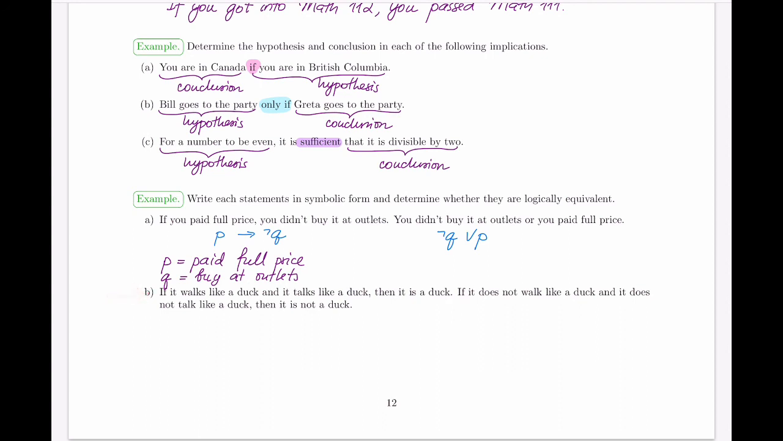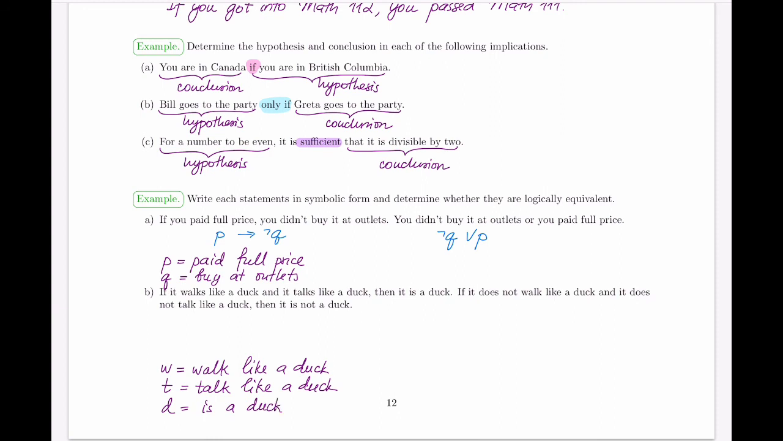Let's take a look at part B here. If it walks like a duck and it talks like a duck, then it is a duck. If it does not walk like a duck and it does not talk like a duck, then it is not a duck. So what are the sub-propositions here? I'm going to have walking like a duck, and you know what? Let me actually label them somehow corresponding to the actual words. So W will correspond to walk like a duck. Then T will correspond to talk like a duck. And D will correspond to is a duck.